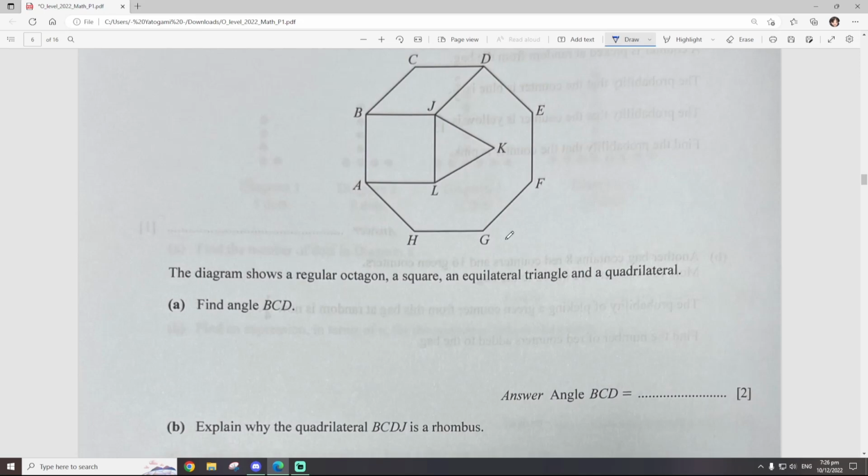Question 7, we have a regular octagon, square, equilateral triangle, and quadrilateral. What is angle BCD? Well, interior angles of regular polygon, we know the formula will be 180 degrees minus the exterior angle. So exterior angle is just 360 degrees divided by the number of sides, which is 8, equals to 45 degrees. So therefore BCD equals to 135 degrees. Okay. Since the question did not ask for your reasons, you do not really need to say that there's adjacent angles on the straight line, although of course you know that that would be the case.